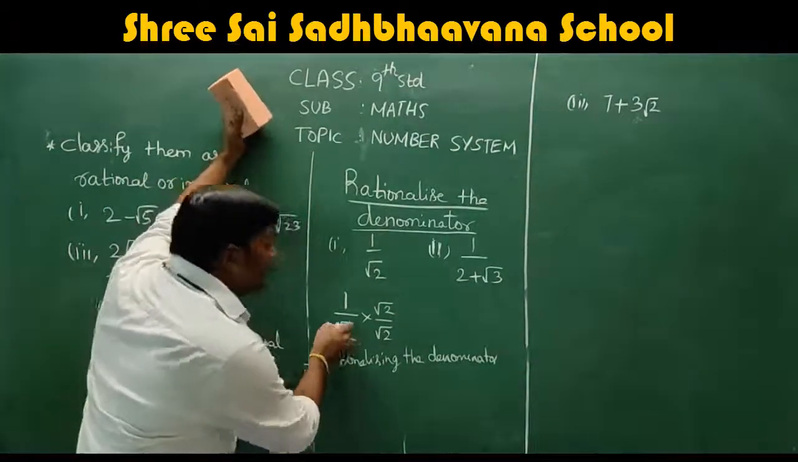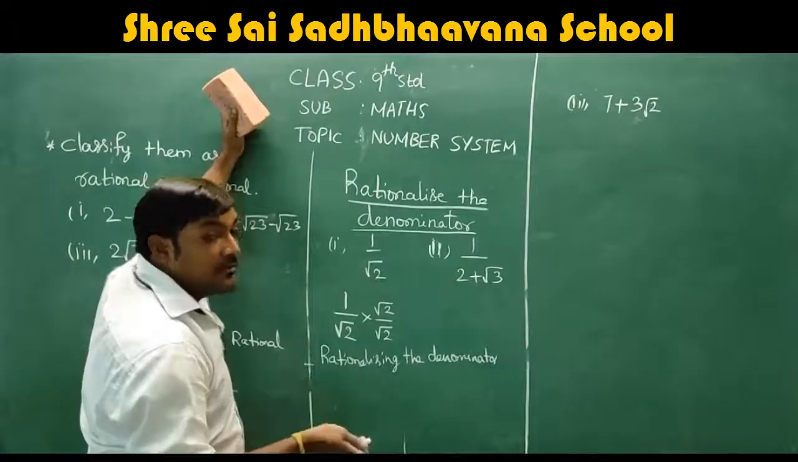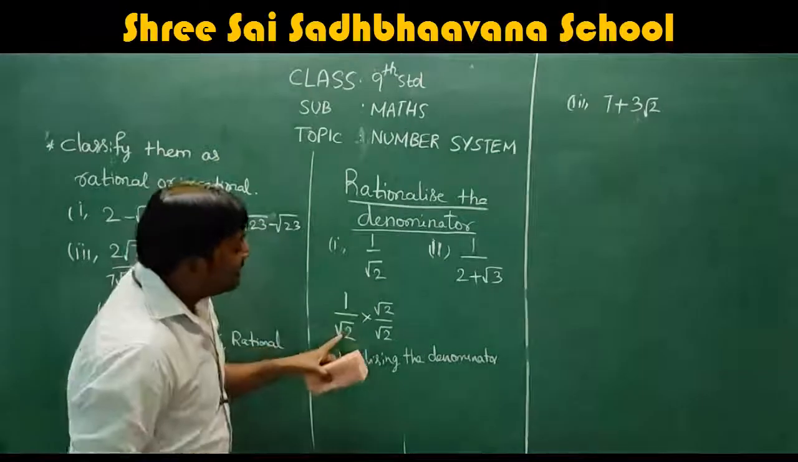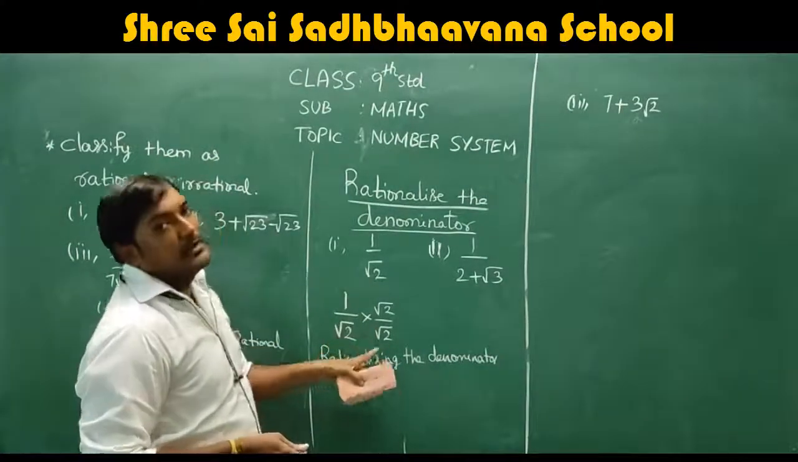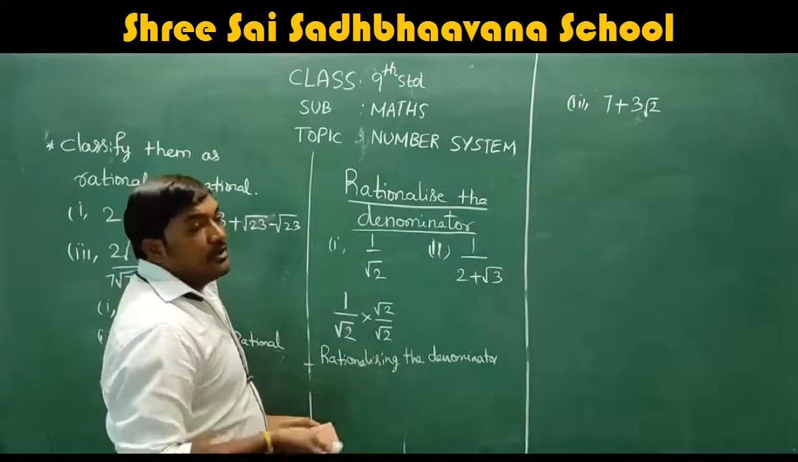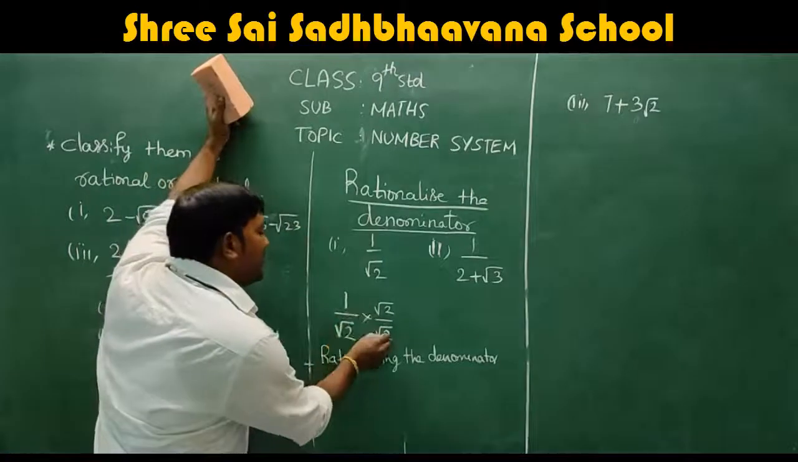It means we are converting the denominator, which is root 2, into a rational number. How are we converting it? We just multiply with the same value. If it is root 2, multiply with root 2. If it is root 3, multiply with root 3. Then it becomes root 2 whole square, and you get a rational number. So I am just multiplying with root 2.